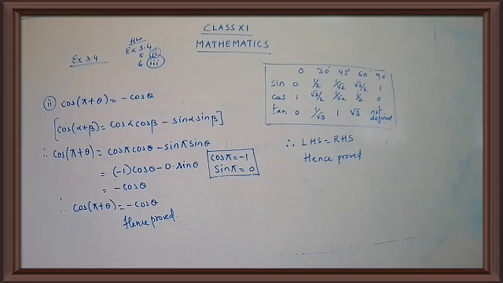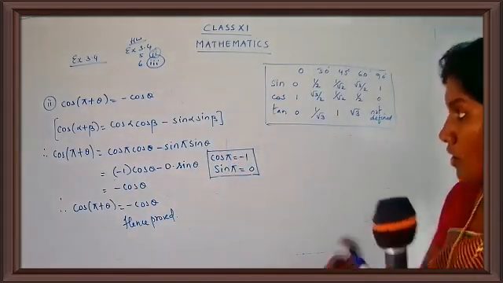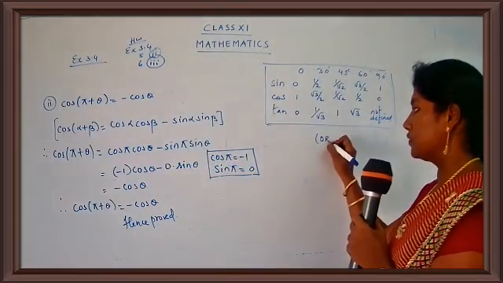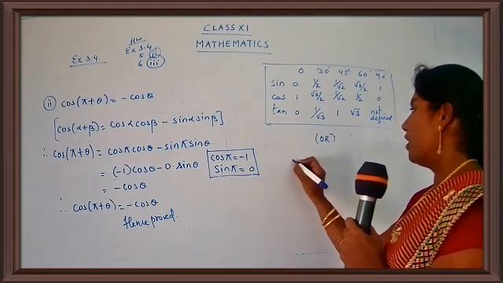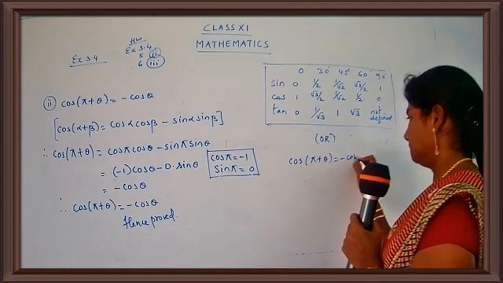Now I am going to teach you a direct method. I'll just give you one shortcut method also. You people know how to do it, anyway, I'll just do it. This sum can be done this way also. Cos of pi plus theta is equal to minus cos.